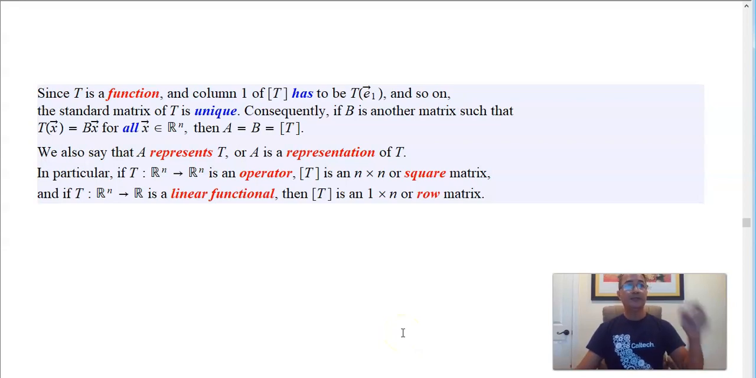In particular, if T goes from Rn to Rn, namely it's an operator, then the matrix of T is an n by n, or a square matrix. And if T is a linear functional, the codomain is just R, then the matrix of T is a 1 by n, or a row matrix. Now, I hope you noticed, let's go back to the theorem.